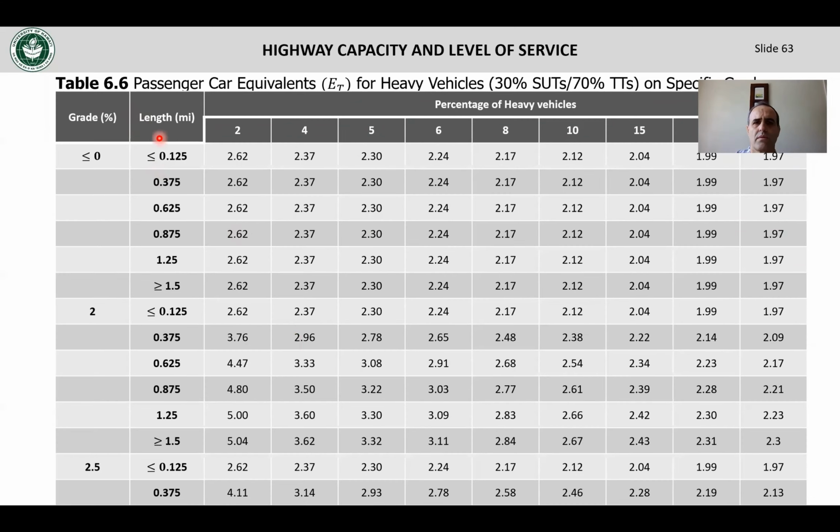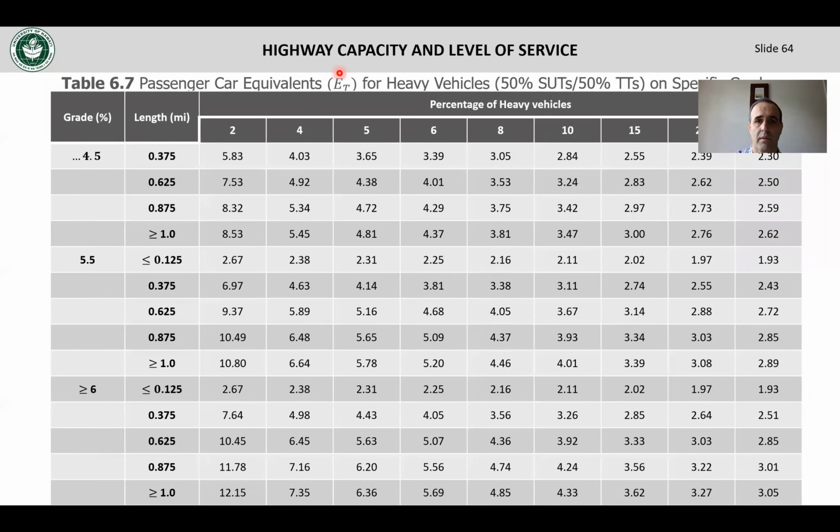I put in the notes excerpts from table 6.6, and the next slide is for table 6.7. These values that you see in the middle of the table are the passenger car equivalents, and they're a function of the grade of the road, the length of the road, and the percentage of heavy vehicles you have. So this is when we have 30% single unit trucks and 70% tractor trailer trucks. This is the other table when we have 50 and 50, and there's another one with 70 and 30.